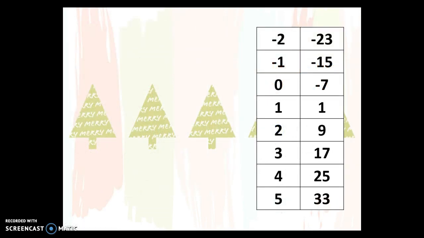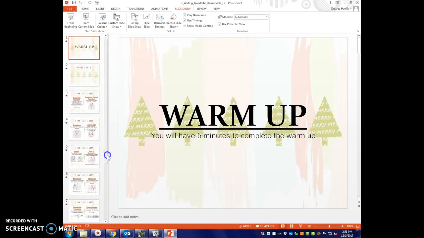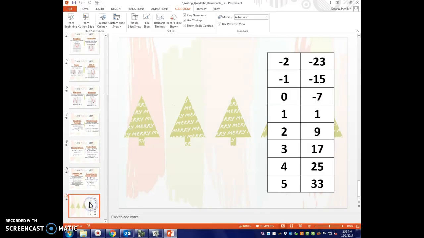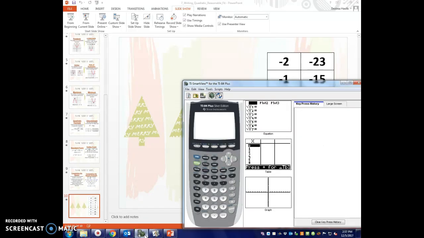Okay, awesome. So, here's what we're going to do. I'm going to go back to this page. We are going to find the equation of this table. I know it sounds crazy, but we can get the quadratic equation from this. All right? I know it looks scary, it looks hard, but trust me, it won't be. So, take out your calculator.